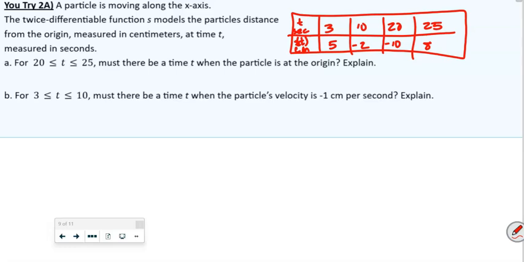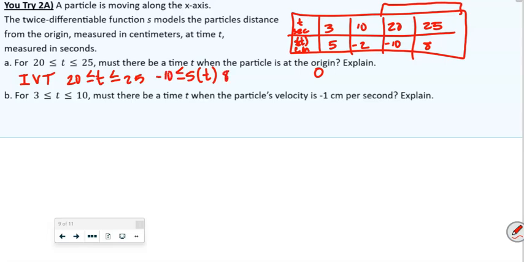So again, from 20 to 25, we're going to look at the intermediate value theorem. So between 20 and 25, in this range over here, is there a time when the particle's at the origin, which would be 0, right? So when t is between 20 and 25, S of t is between what? Isn't it between -10 and 8? So obviously between -10 and 8, yes, there's going to be a value of 0 there, yeah?